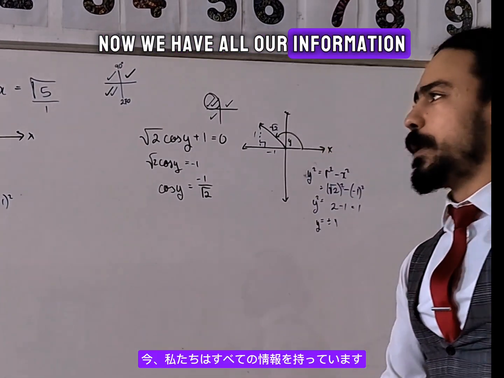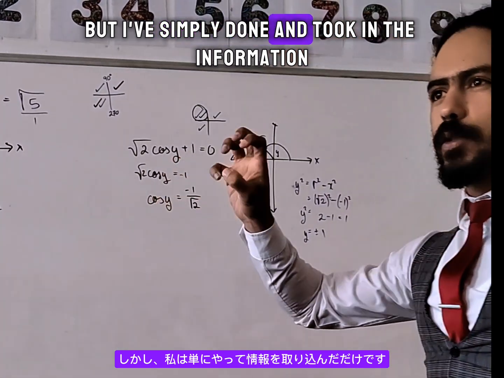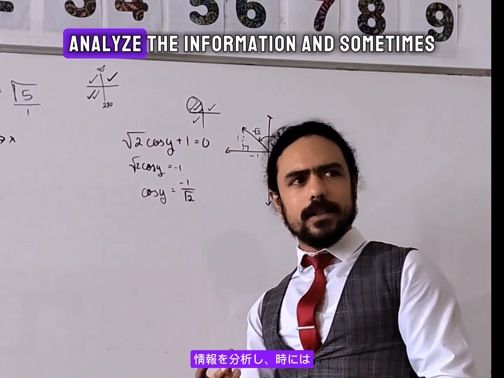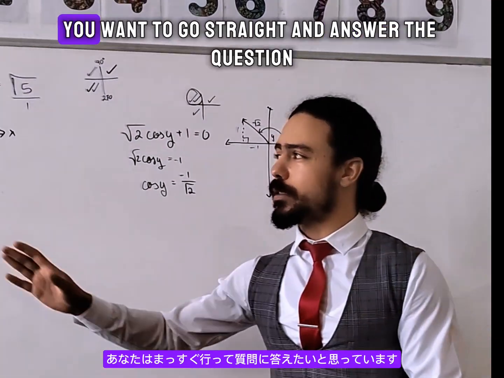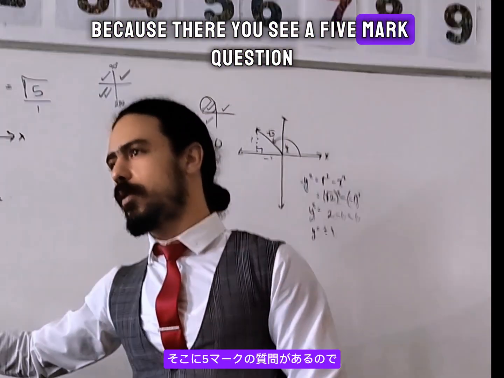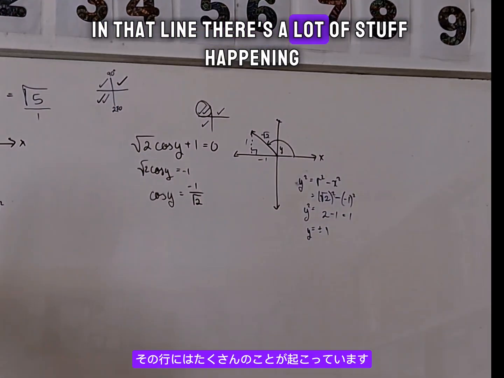Now we have all our information. You see, I haven't even looked at the questions, but I've simply taken the information. And sometimes that is important. You have to take the information, analyze the information, and sometimes you want to go straight and answer the question, because there you see a 5-mark question, but you haven't analyzed the information. In that line, there's a lot of stuff happening.